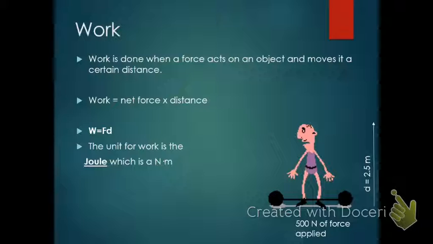All right, work is done when a force acts upon an object and it moves in the direction that you're applying the force. If we were to put that in a formula, work would be equal to force times distance, or displacement. Let's go with displacement. Work is equal to force times displacement.